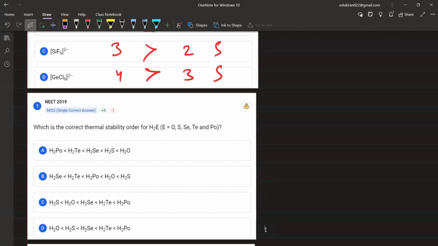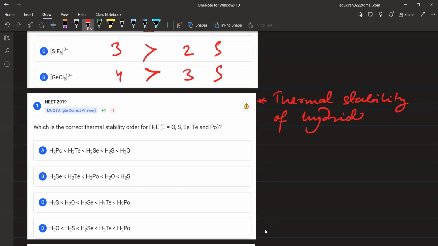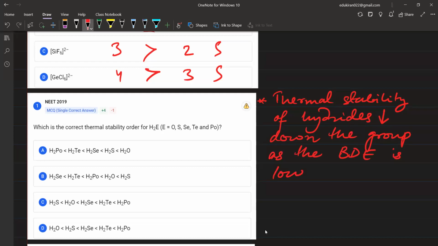Thermal stability, how will it depend? Thermal stability depends on the size of the central atom and the hydrides. If we talk about hydrides, write it down simply: thermal stability of hydrides decreases down the group as the bond dissociation energy is low.